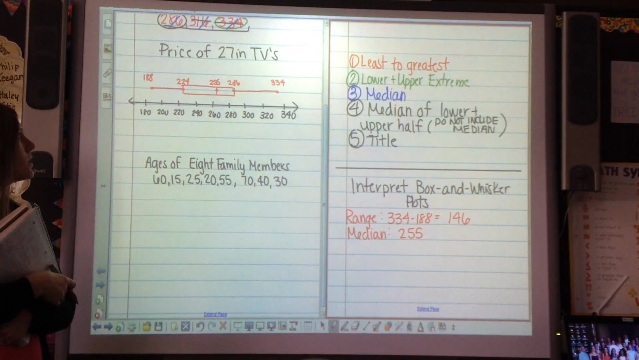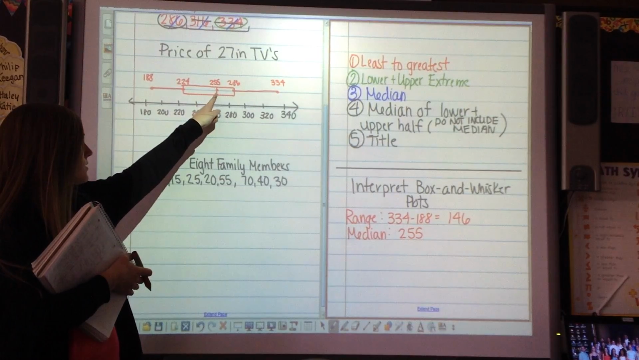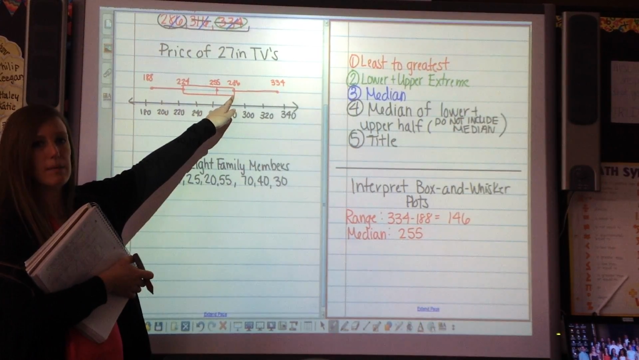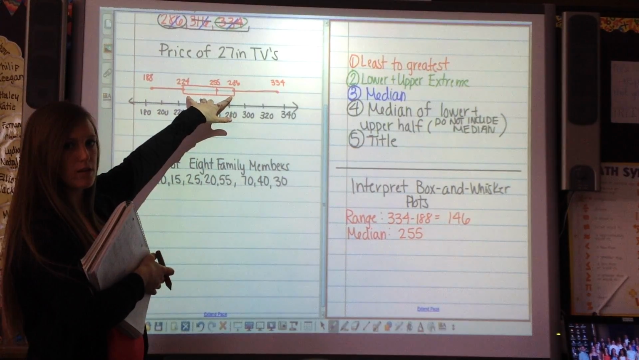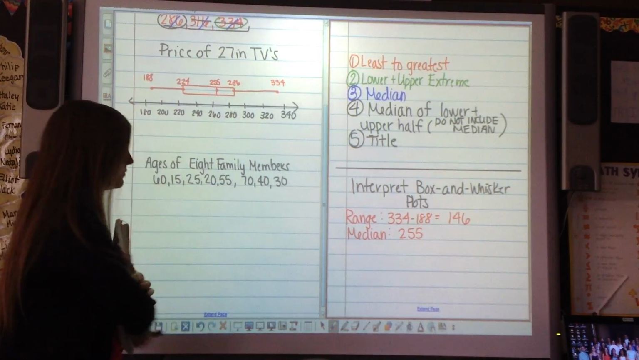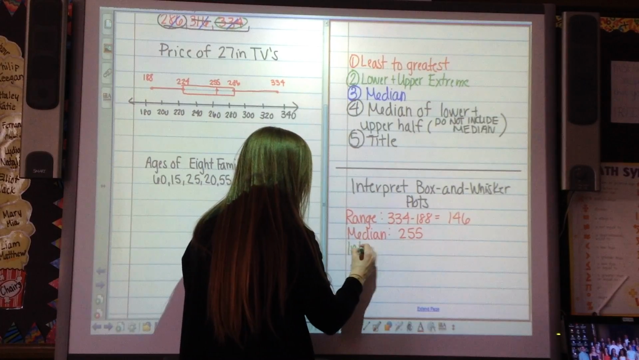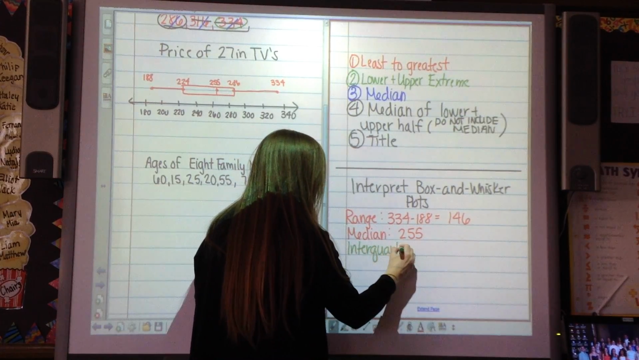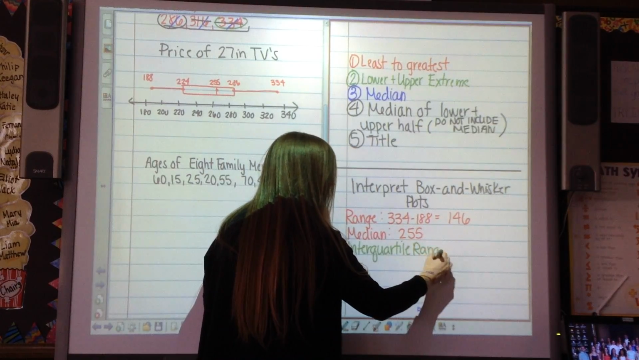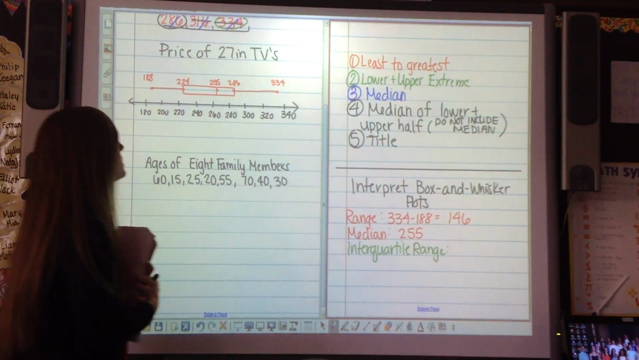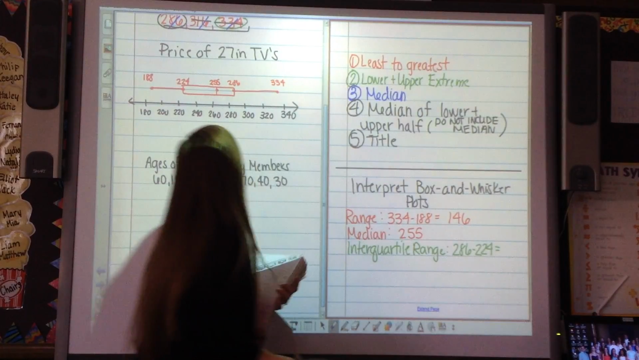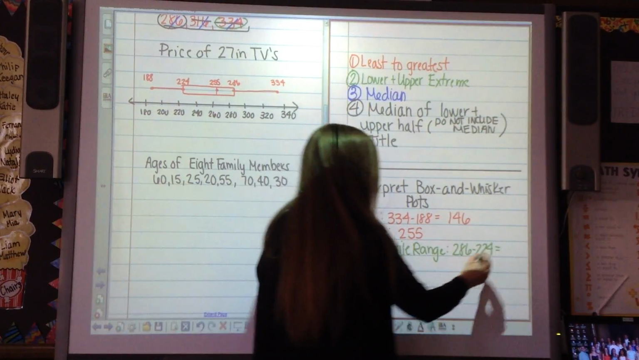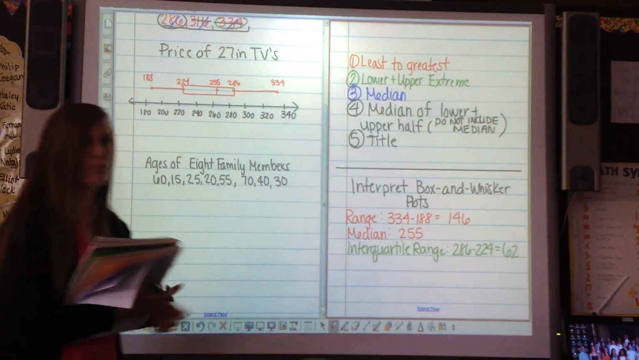There is one more thing that we can find. It's called the interquartile range. This is our first quartile, our second quartile, and our third quartile. It's represented by that box. The interquartile range is just the difference of the greatest and the lowest value, the first and the third quartile. So we have 286 minus 224, and we get 62.